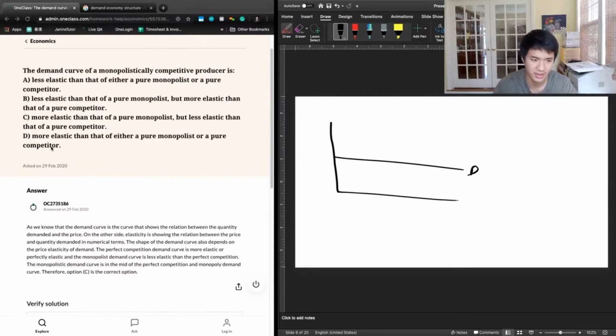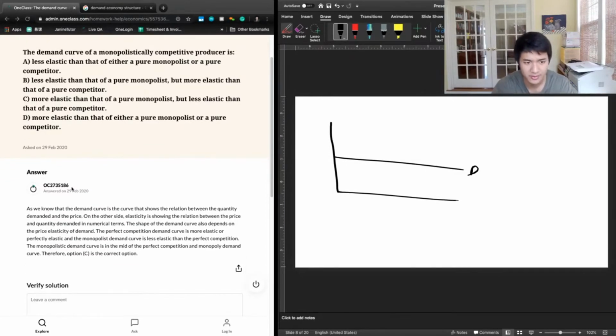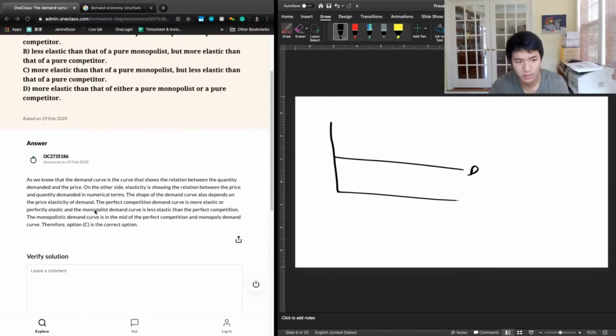We can take a look at the previous tier's answer. The previous tier says that, as we know, the demand curve is a curve that shows the relationship between the quantity demanded and the price. On the other hand, elasticity shows the relationship between the price and the quantity demanded in numerical terms. The shape of the demand curve also depends on the price elasticity of demand. The perfectly competitive demand curve is perfectly elastic, and the monopolistic demand curve is less elastic than perfect competition. The monopolistic competitive demand curve, so I think it's a typo, is in the middle of the perfect competition and monopoly demand curves. Therefore, option C is the correct option.